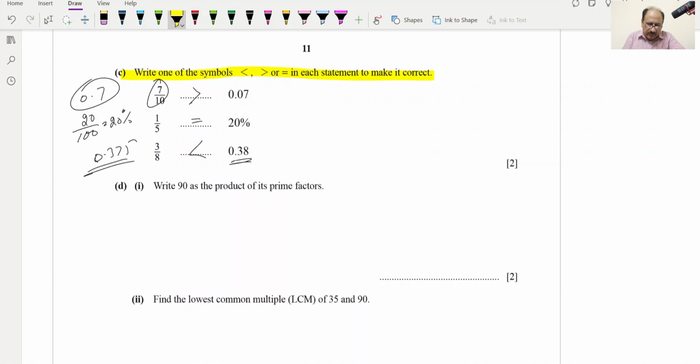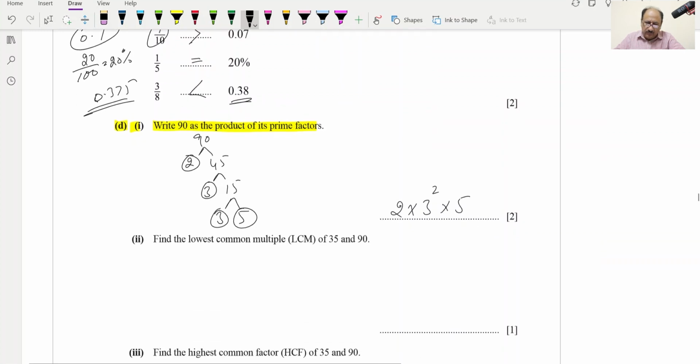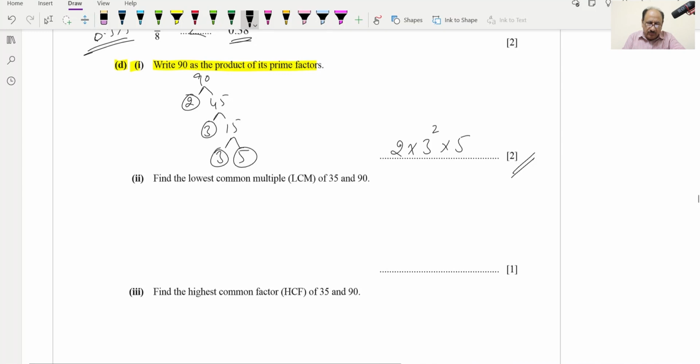And then D part one, write 90 as the product of prime factors. So 90 we can write as 2 and 45, then 3 and 15, then 3 and 5, and our answer will be 2 into 3 squared into 5. This is prime factorization by the tree method. You can use the other method, the division method, also.